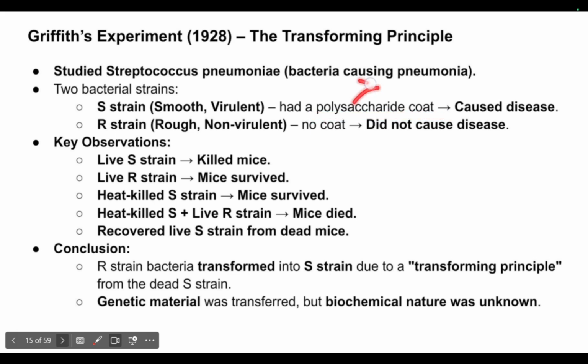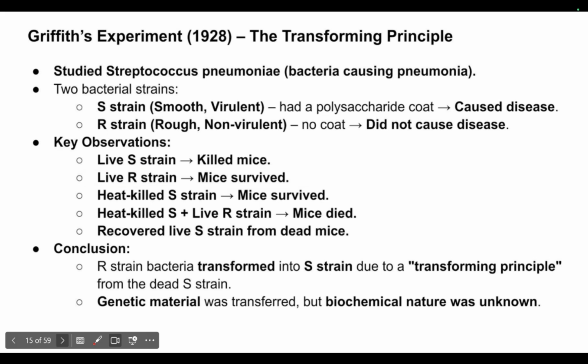So the capsule, right? In the cell chapter we have seen that bacteria have an additional layer of polysaccharide coat called the capsule, which makes the bacteria virulent. That capsule is absent in the R strain, so it is non-virulent, it is rough, and it has no coat. Very simple: the S strain causes disease, so live S strain will kill mice. The R strain does not cause disease, so with live R strain the mice will easily survive.